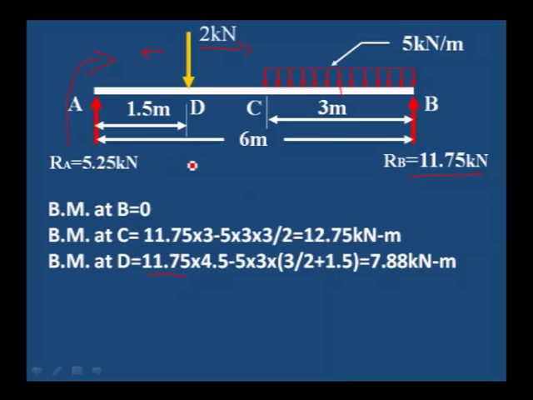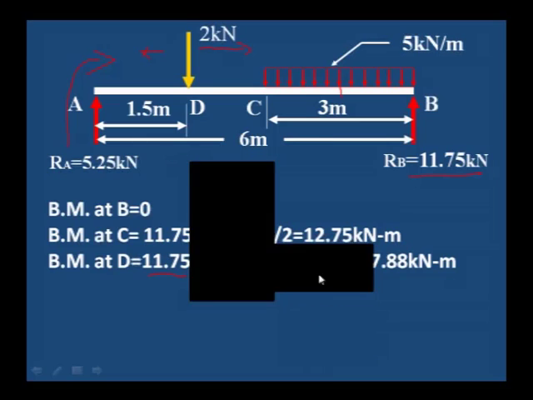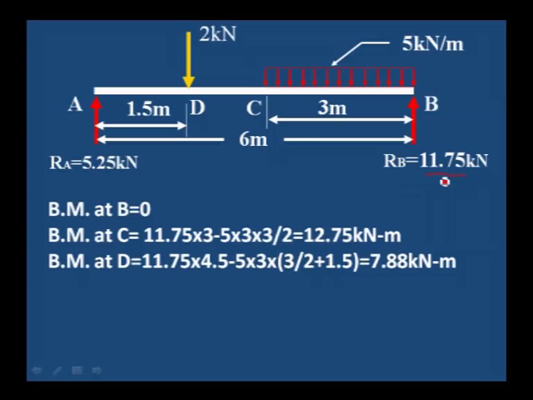The RB value is 11.75, into the distance from D to B. The D to B distance is 4.5. So 11.75 into 4.5 is the moment due to the reaction, minus 5 kilonewton per meter into 3, that is 15 kilonewton. The distance from the center of this uniformly distributed load to D, that is 3 by 2, the center of the uniformly distributed load, plus the distance from D to C which is 1.5.